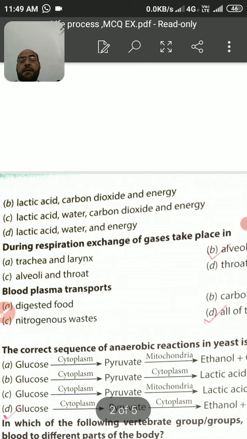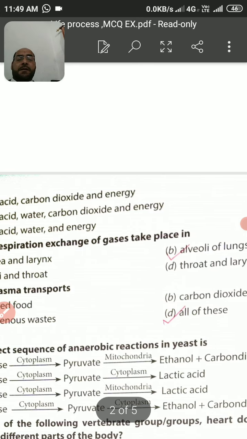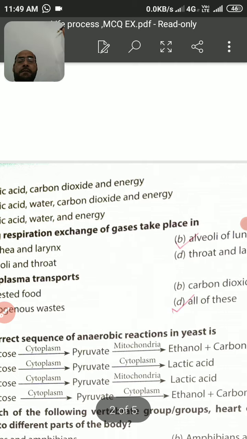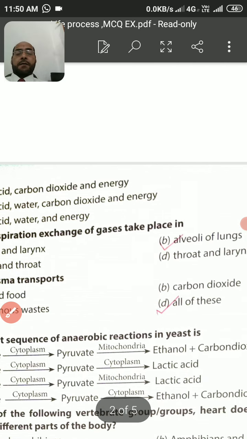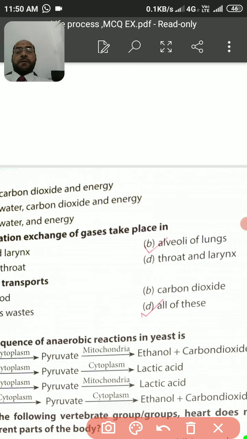Come to question number 9. During respiration, exchange of gases takes place where? That is in the alveoli of the lungs. So the answer will be the alveoli of lungs.